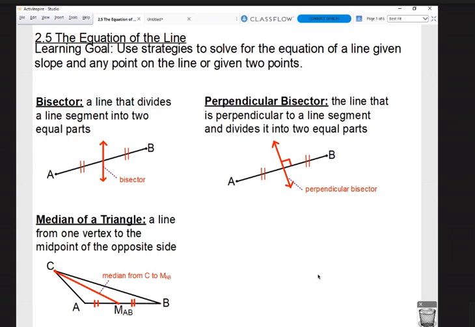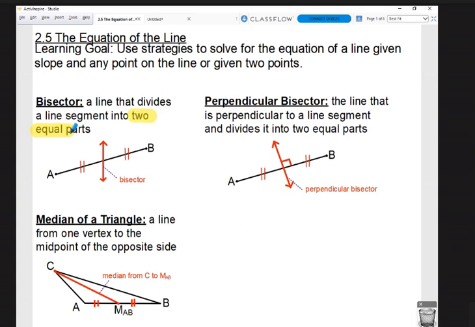First of all, a bisector. A bisector is this red vertical line here that's going through the line segment AB. Okay? So a bisector cuts the line segment AB. Notice how it's into two equal parts, right? A line that divides a line segment.